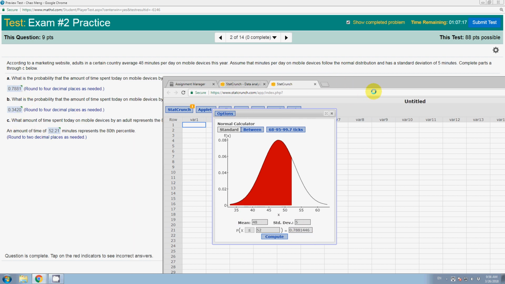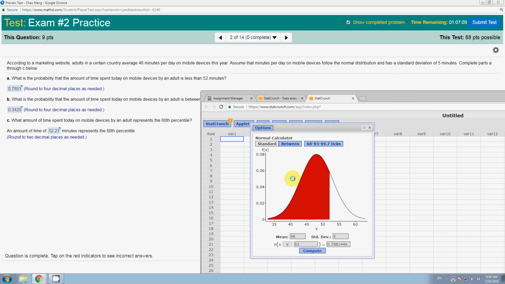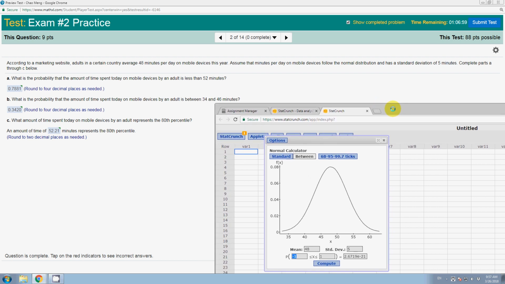Part B, what's the probability that the amount of time is between 34 and 46. So it's between 2 numbers. Let's use this between option. So let's click that. The parameters we don't have to change. The lower limit is going to be 34, and the upper limit is 46. Then click compute. We got the probability.